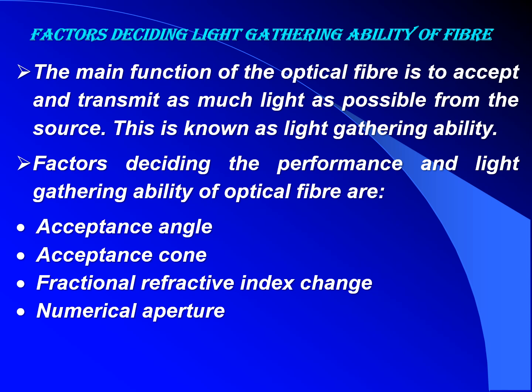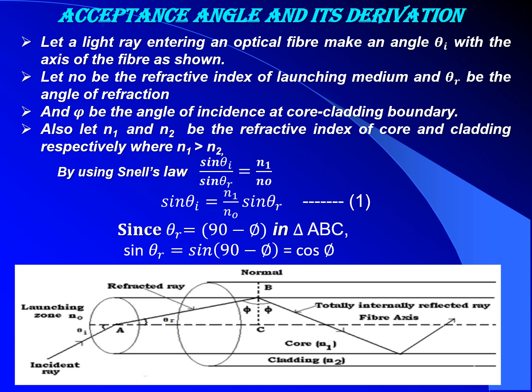The main function of optical fiber is to accept and transmit as much light as possible from the source. This is known as light gathering ability. So numerical aperture determines the light gathering ability. Now, following are the factors which decide the performance and light gathering ability of the fiber. Number one is acceptance angle, then acceptance cone, fractional refractive index change, and numerical aperture. So we'll see first acceptance angle, its derivation.